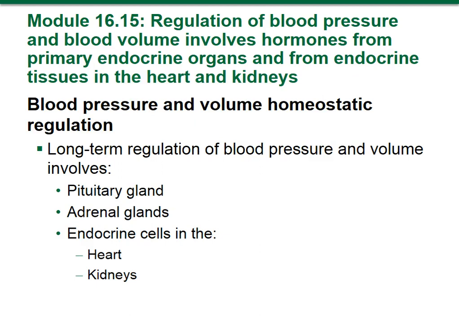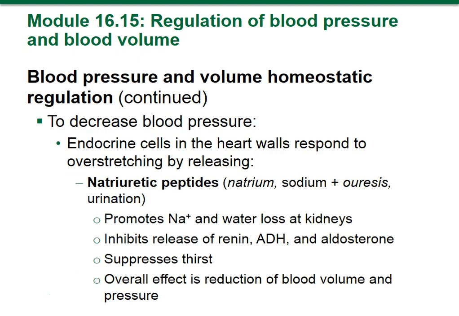So let's look at some really specific integration. So blood pressure and volume homeostatic regulation. So your long-term regulation of blood pressure and volume is going to involve pituitary gland, the adrenal gland, and the endocrine cells in the heart and the kidneys. So all these are working together. So let's look at what happens.